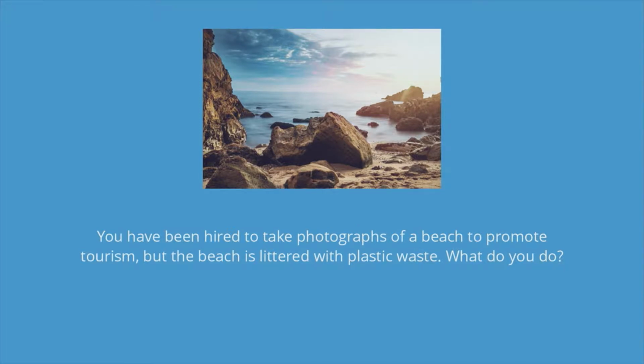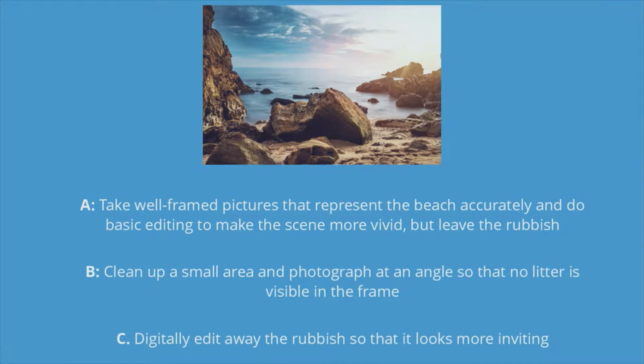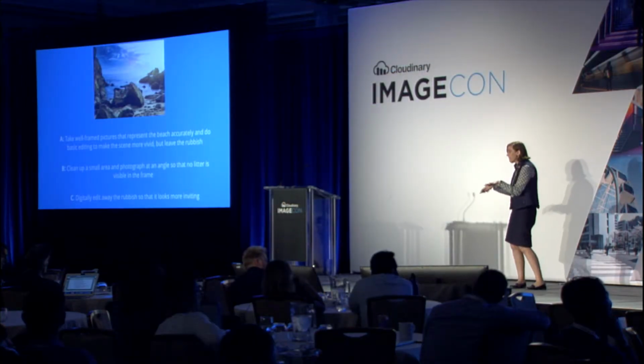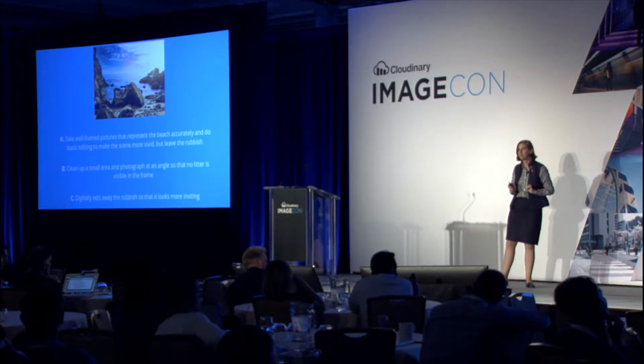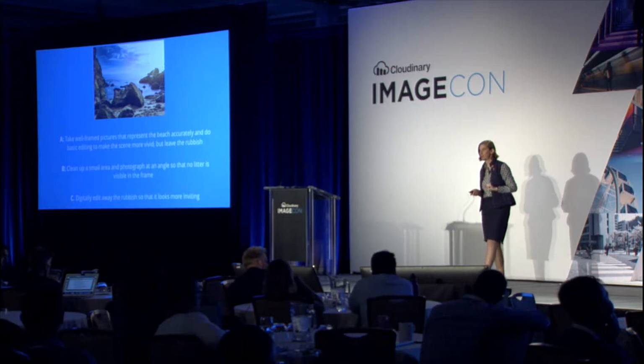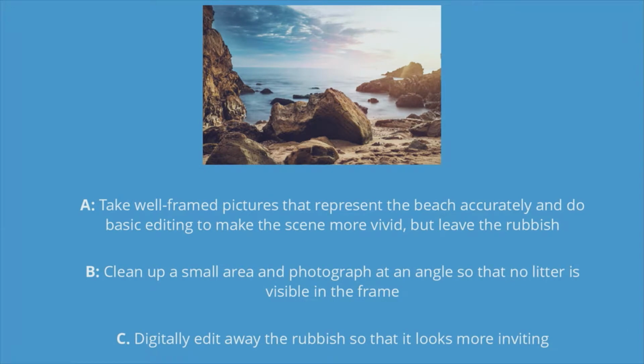OK, so show of hands. I'll just read them out, and then I'll ask for A, B, and C. So do you take well-framed pictures that represent the beach accurately and do basic editing to make the scene more vivid but leave the rubbish? Or clean up a small area and photograph that at an angle so that no litter is visible in the frame? Remember, you're doing this for the tourist authority, OK? Or just digitally edit away the rubbish so the whole place looks more inviting.